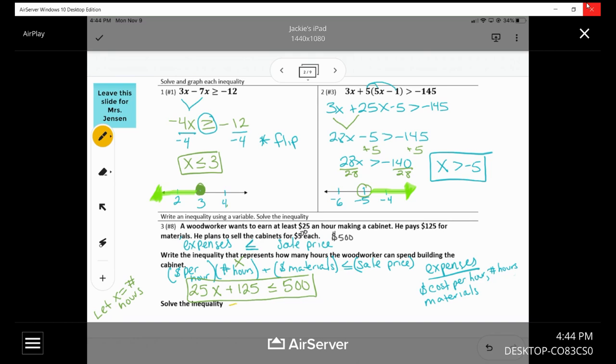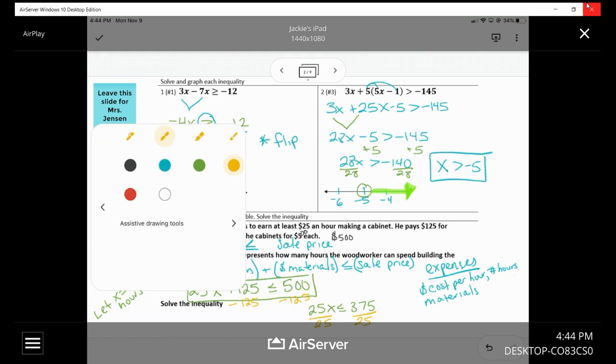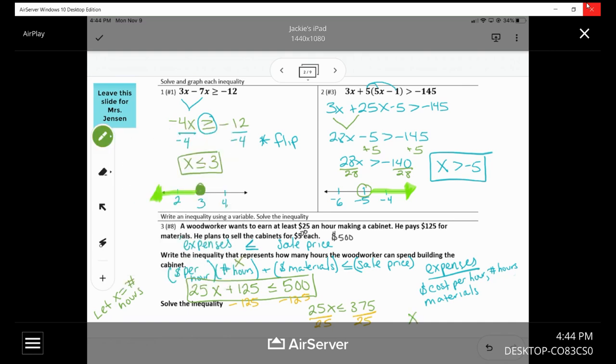So now to solve, we'll first subtract 125 from both sides. And we have 25 times x is less than or equal to 375. So to finish solving, we'll undo the multiplication. We'll divide both sides by 25. And we get x is less than or equal to 15 hours. Meaning if he works more than 15 hours, he will lose money.